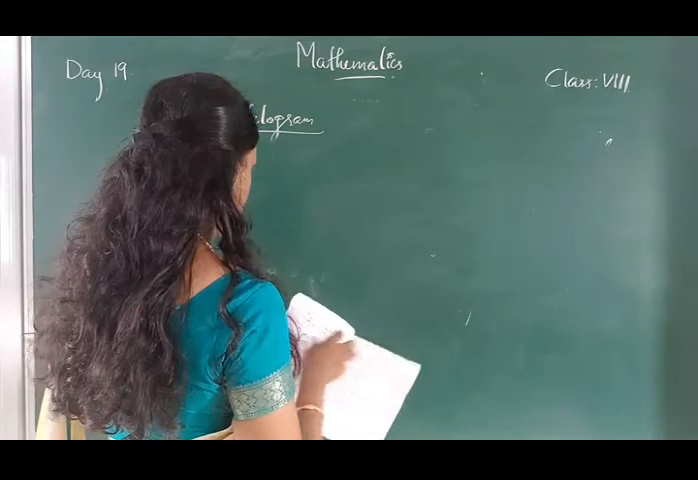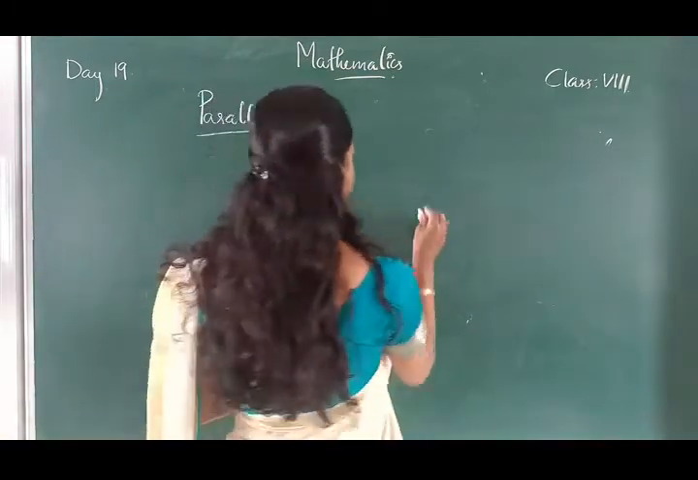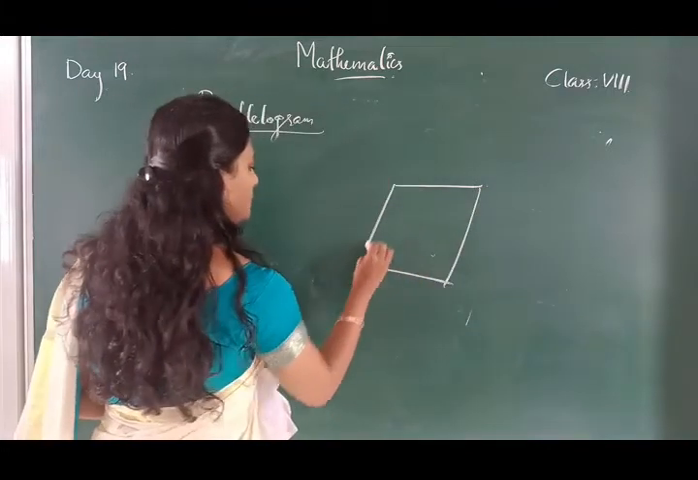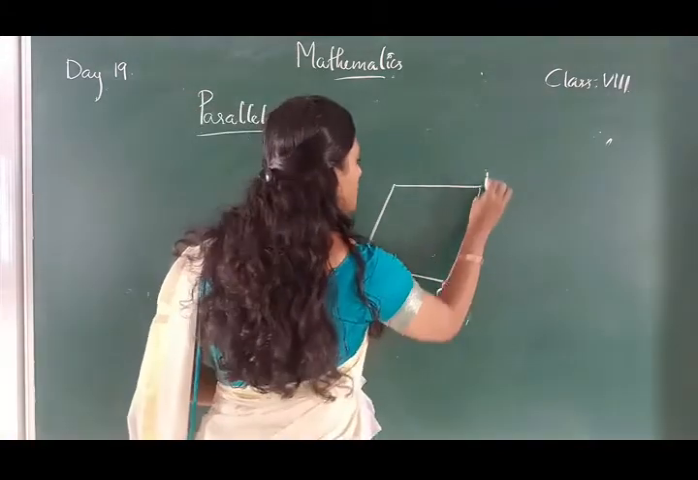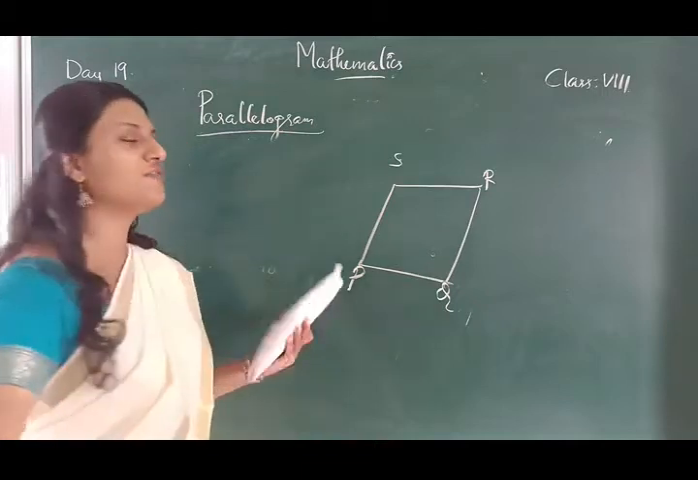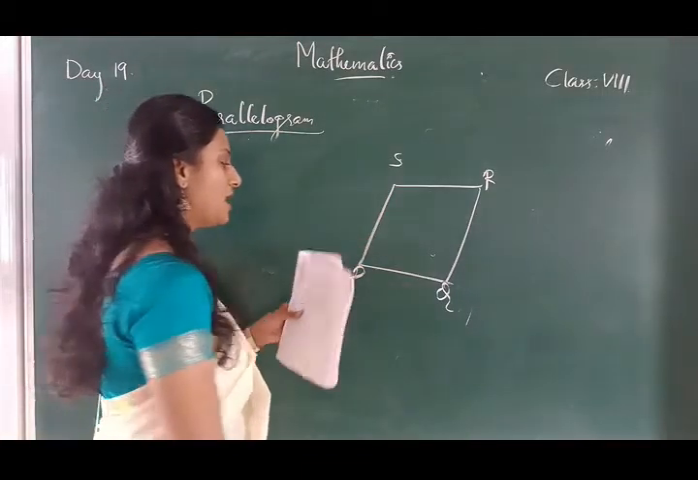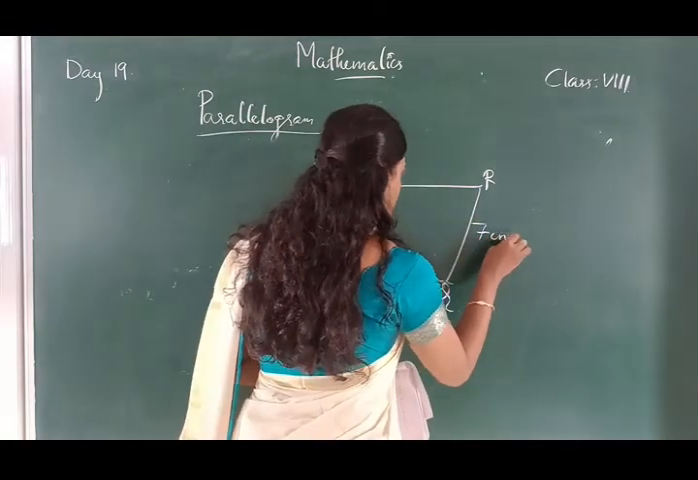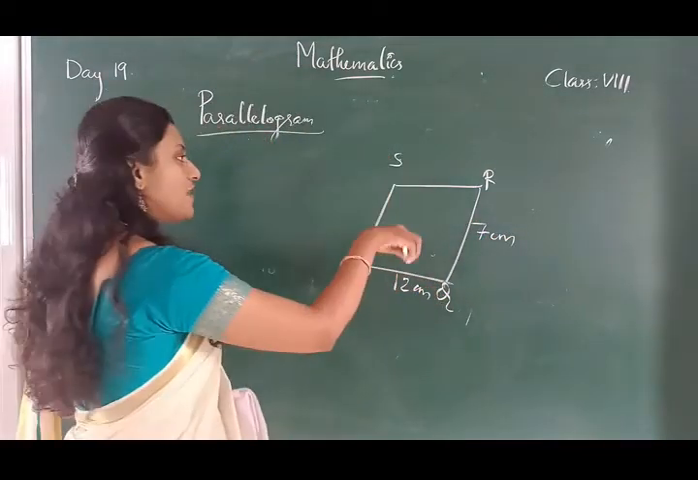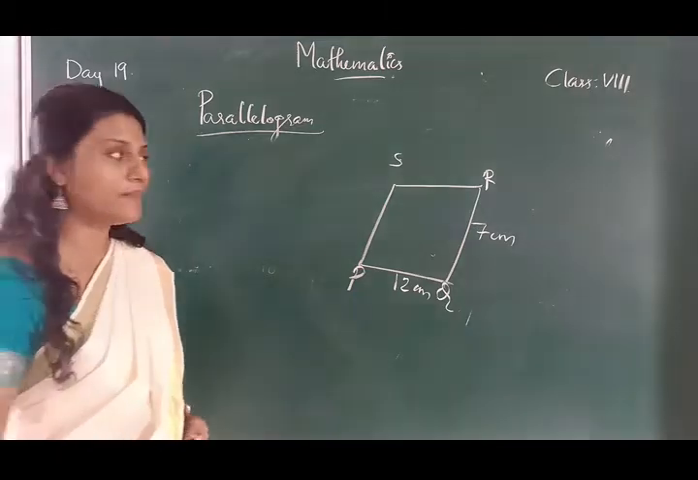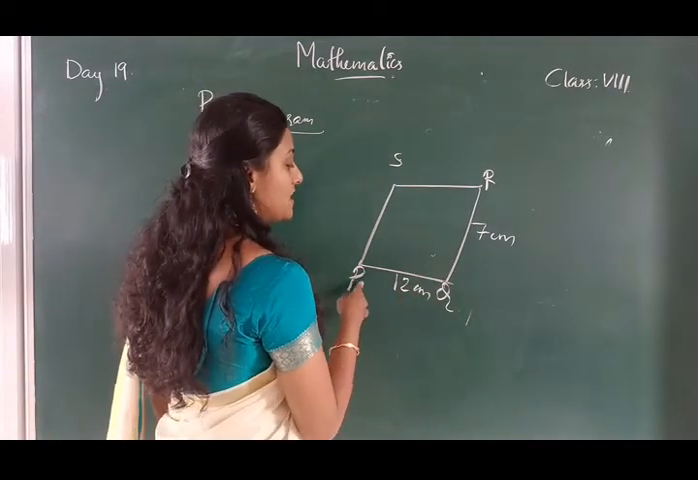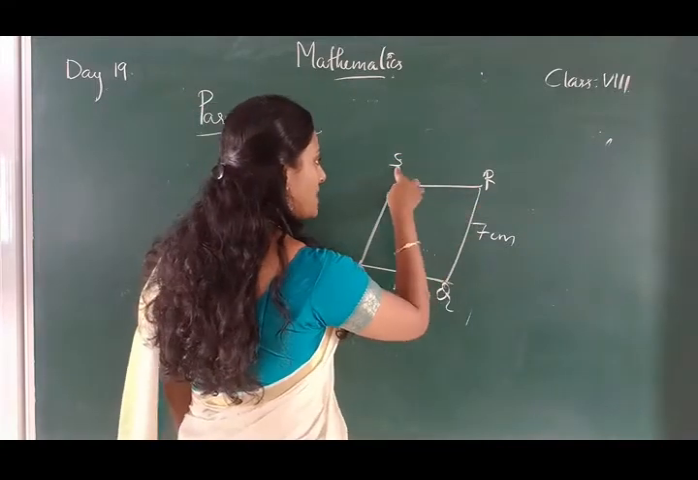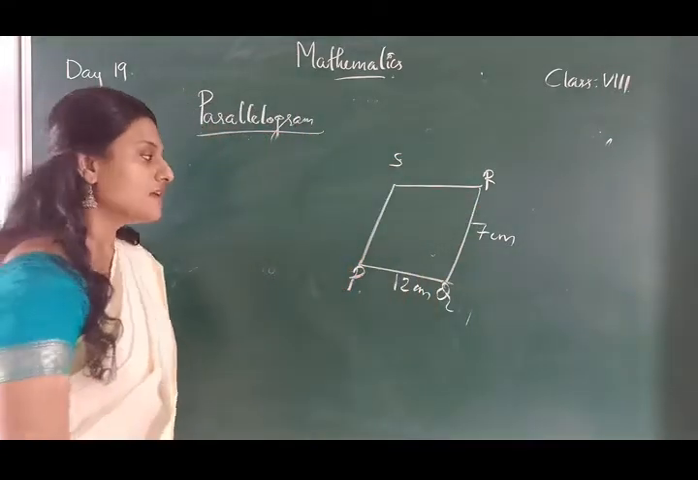The first problem, consider the parallelogram PQRS. Example problem. You have to find the perimeter of PQRS. That means if PQ is 12 centimeter, QR is 7 centimeter, you have to find the perimeter of this parallelogram. That means perimeter means the sum of all these four sides. That is PQ plus QR plus RS plus PS.